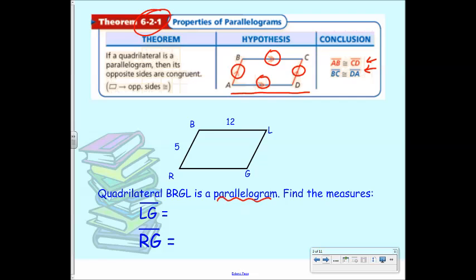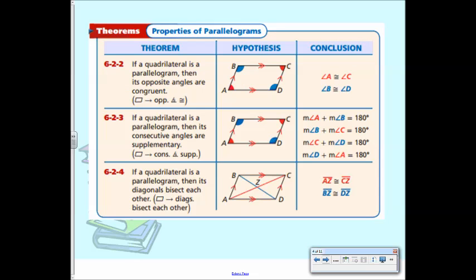Good, LG has to be 5, and RG has to be 12, because if I know it's a parallelogram, then opposite sides have to be congruent. All right, the other 3 theorems are similar to one I just said regarding opposite sides or opposite angles.